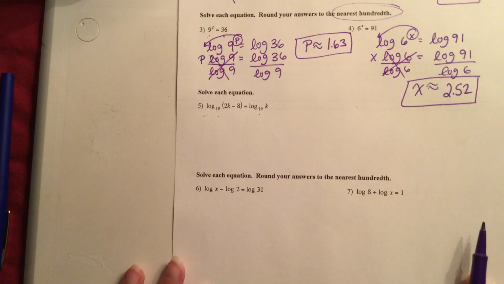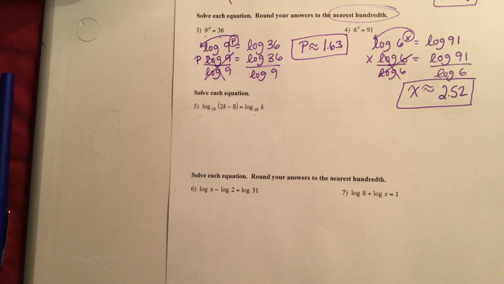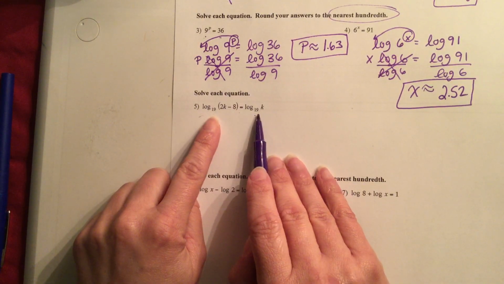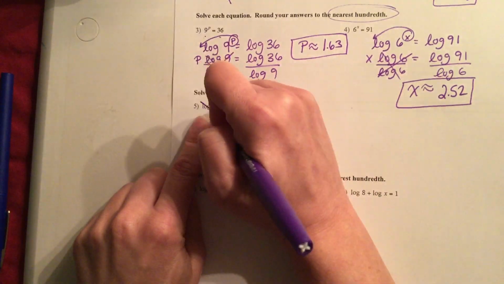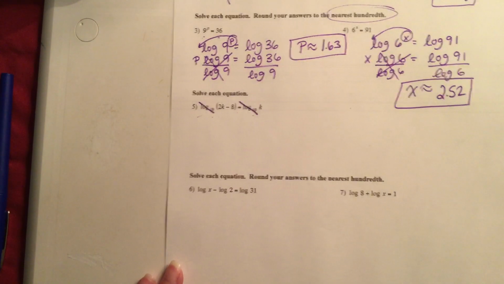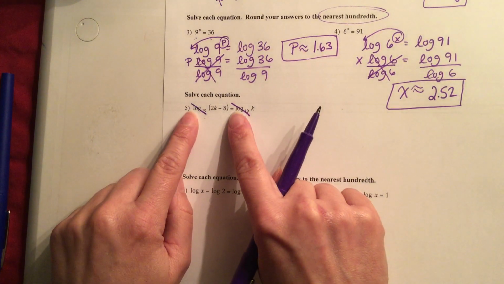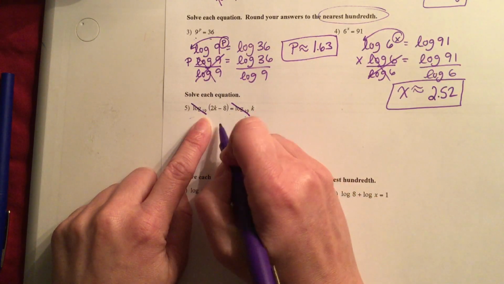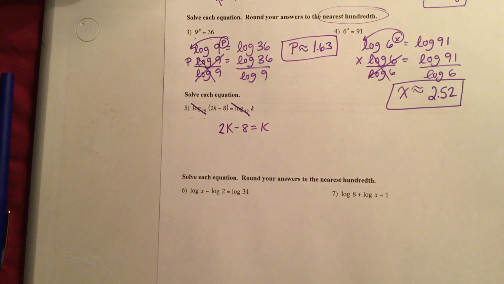So if I'm looking here, you can still do the same thing where you have the same base. So if I have 1 log on each side, and remember this little number right here is called a base. If they have the same base, you guys, you can just cross that off. Same thing as when you're solving an exponential equation. If you have a logarithmic equation where you have 1 log on each side and a common base, they undo one another. Your equation is 2k minus 8 equals k.